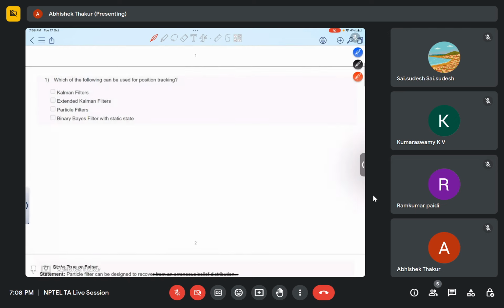The first question asks which of the following can be used for position tracking. As it is taught, the Kalman filter, extended Kalman filter and particle filters are used for the position tracking of the robot. And we will see which method is used when.